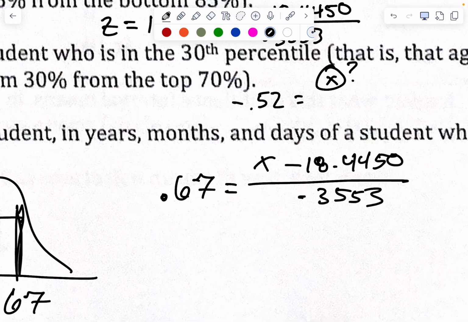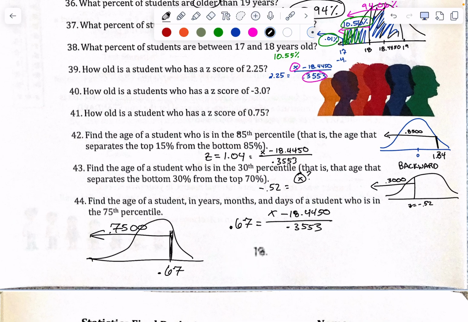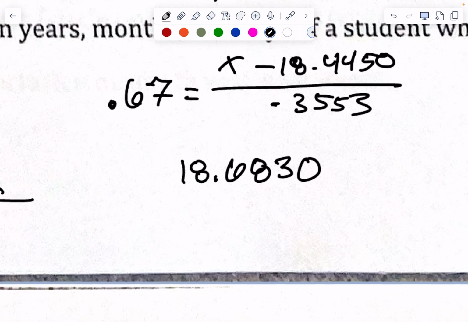18.68305. I'm just going to hold that one. Okay, now what do we do? We get the 0.67 because if you look at 0.7500 on the chart, the closest is 0.67. That's your number. So that gives 18.683051.